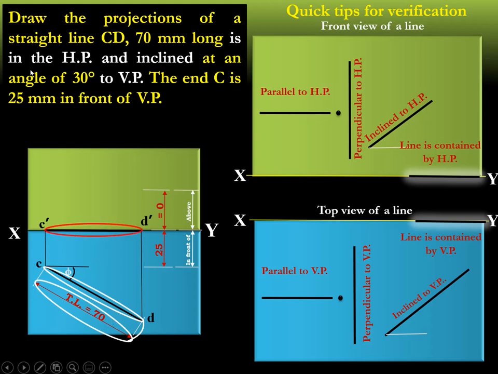Since the line is in the horizontal plane, its above distance will become 0 and the front view will be obtained on the XY line itself. It is also given that the end C is 25 mm in front of the vertical plane. Therefore, the end C must be located 25 mm below the XY line.